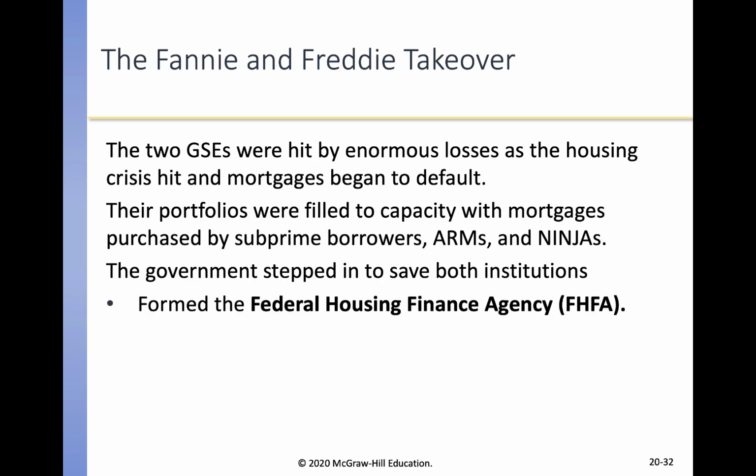Okay, so first, two GSEs were hit by enormous losses as the housing crisis hit and mortgages began to default. This is Fannie and Freddie. Their portfolios were filled to capacity with these mortgages that should never have been made. They were purchased by subprime borrowers, adjustable rate mortgages, ninja loans. So the government stepped in to save them both by forming the Federal Housing Finance Agency.